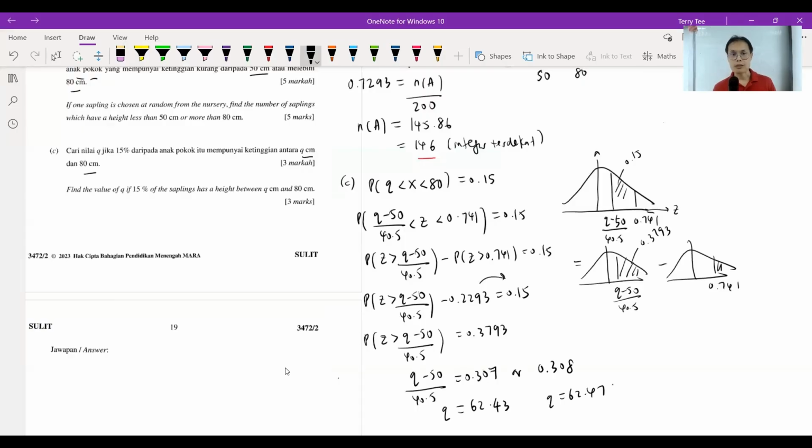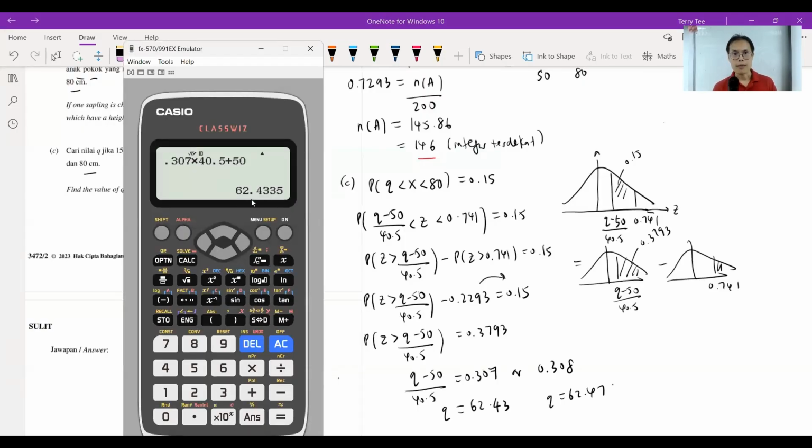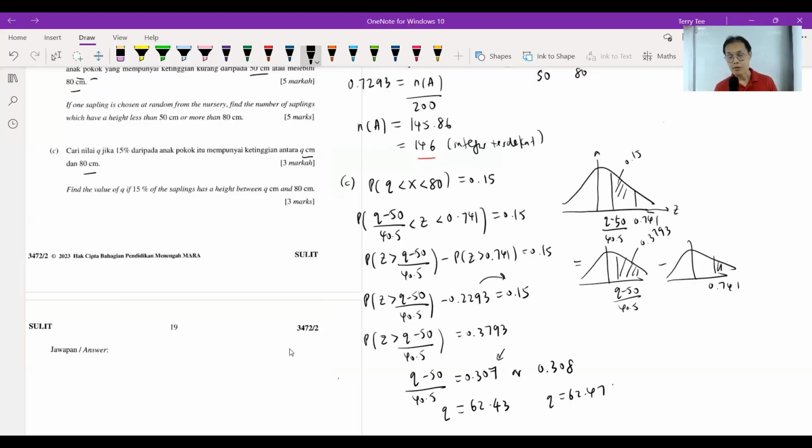But the usage of this calculator is fine, right? You can use this. Just make sure you use 3 decimal points from here. Your Z value is always 3 decimal points, and then find the Q value. I'll leave my answer correct to 4 significant figures, unless the question asks for an integer. They didn't say Q must be an integer. So 62.43 or 62.47.